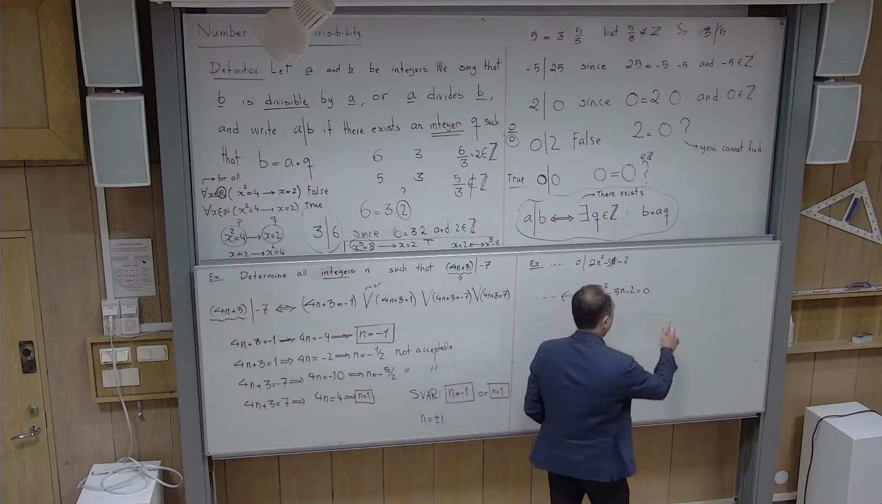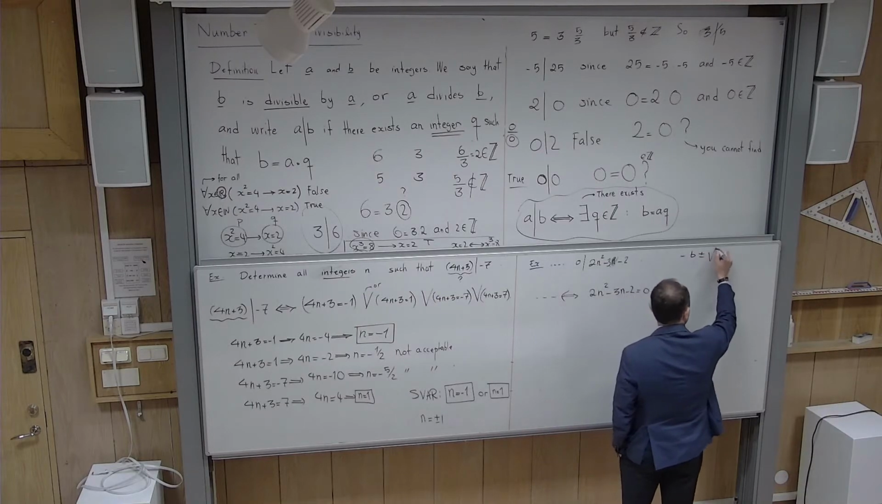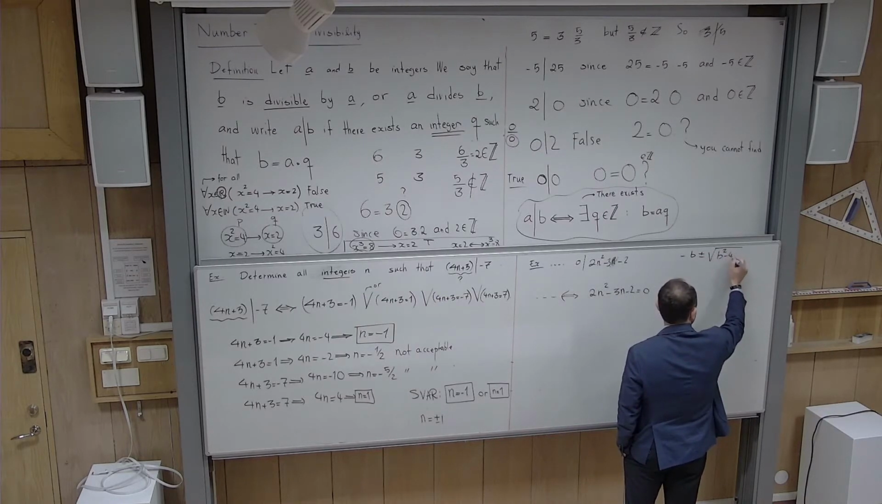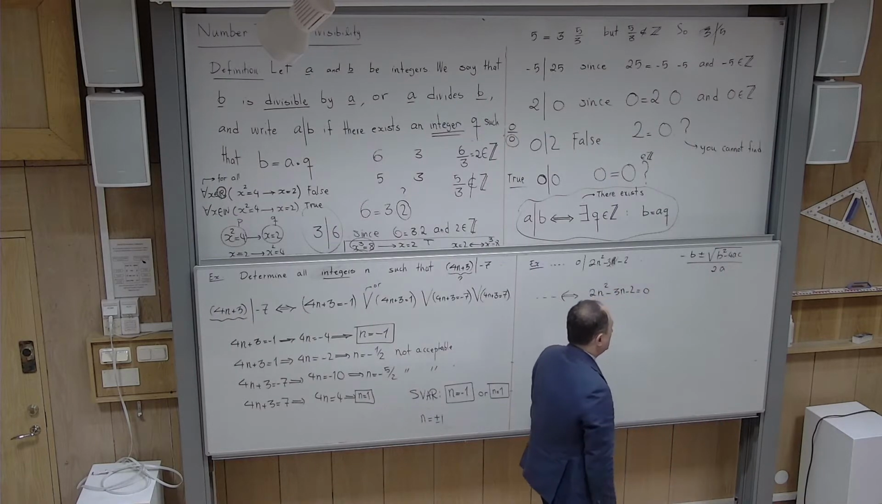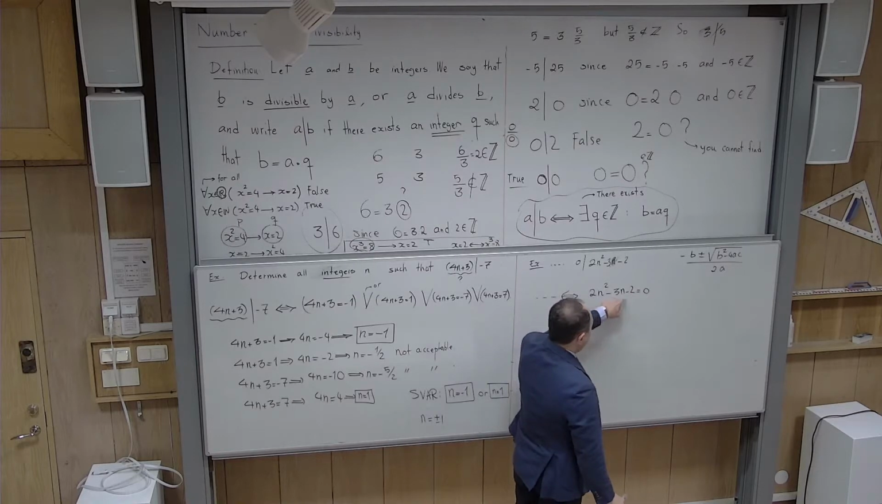So from now on, I use the ABC formula, which is minus b plus or minus the square root of b squared minus 4ac, divided by 2a, yes? These are the roots. So here, this number is a, this number is b, and this number is c.